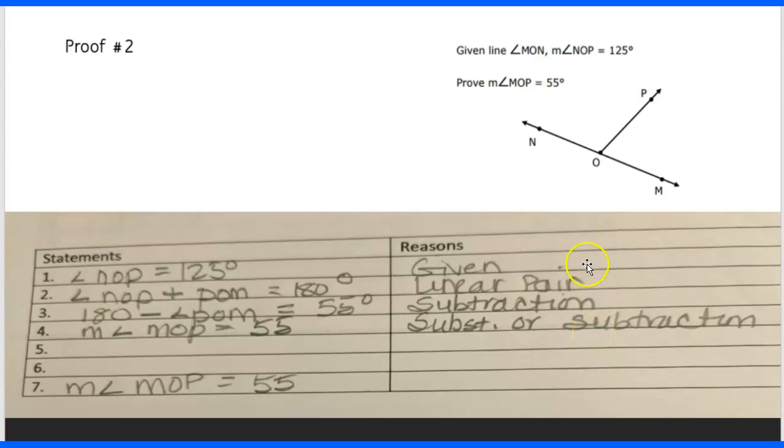So this one was pretty easy. There were only a couple of steps. But the key thing was identifying the linear pair, because they did tell us we have a line. We had the measure of one. We just had to find the measure of the other.